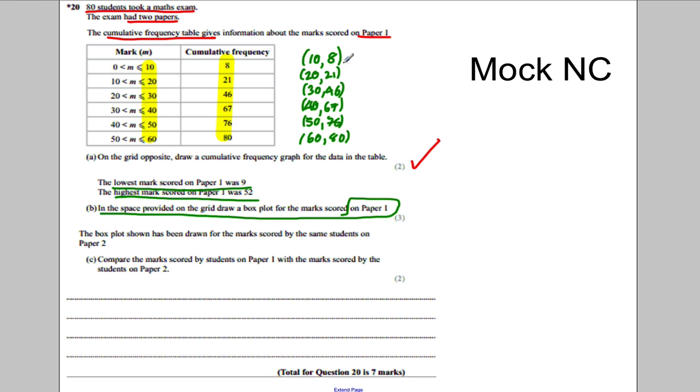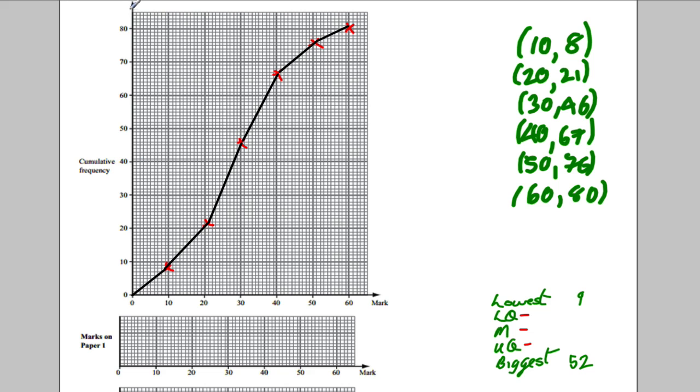We know that there are 80 students, yeah? So the median happens at 40. The lower quartile must happen halfway between 0 and 40, which is 20. And the upper quartile must happen halfway between 40 and 80, which is 60. So let's just draw some lines across. The median, draw a line across here. Read down. That looks to me like 28. So the median here is 28.